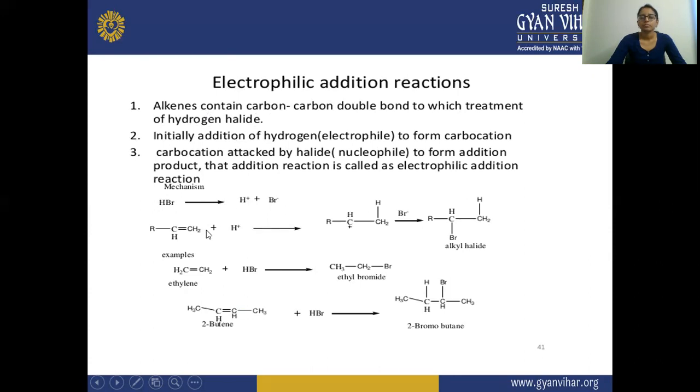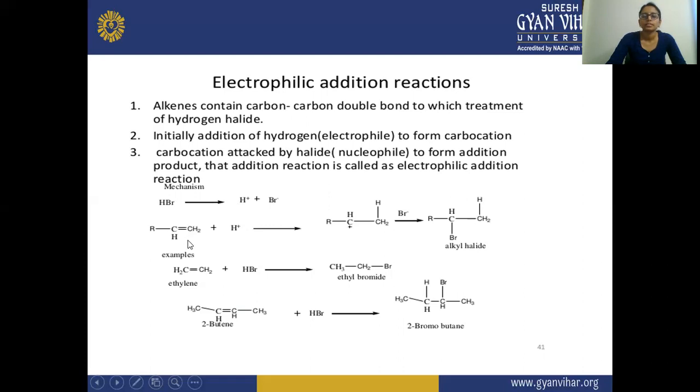Here, initially hydrogen is added to form a carbocation. After that, the carbocation is attacked by a halide to form the addition product. That is called an electrophilic addition reaction. Here you can see the reaction. Firstly, the HBr undergoes fission, forming H positive and Br negative. Br negative is the nucleophile, and H positive is the electrophile. This electrophile H positive adds to the alkene molecule.